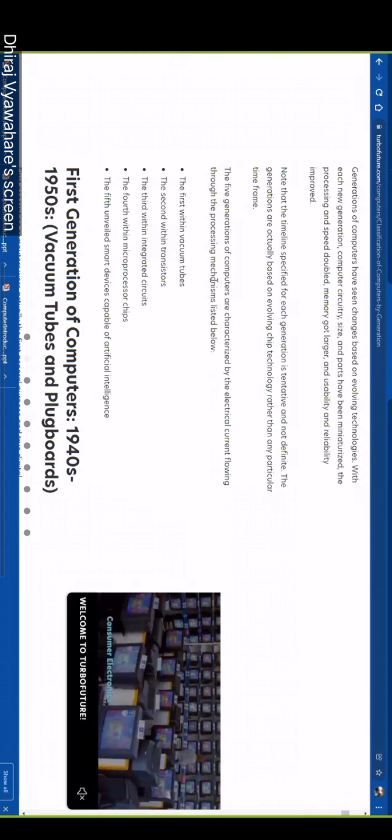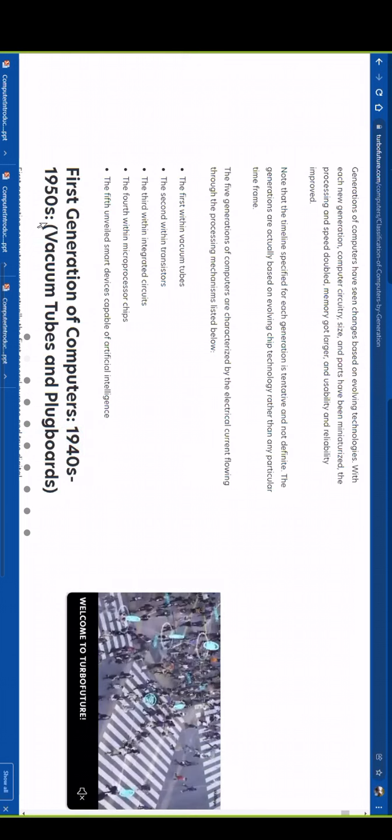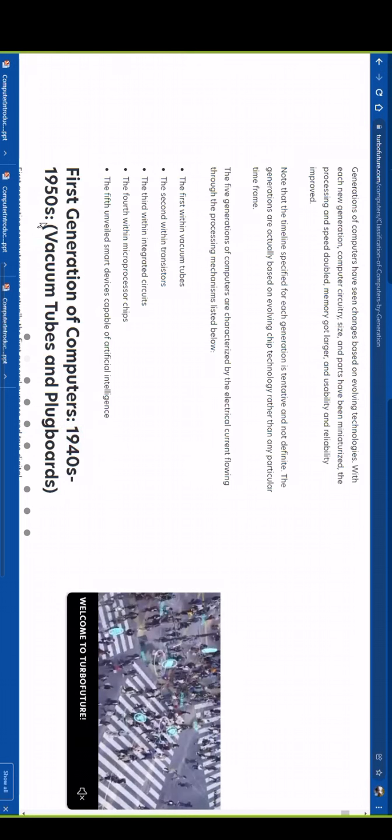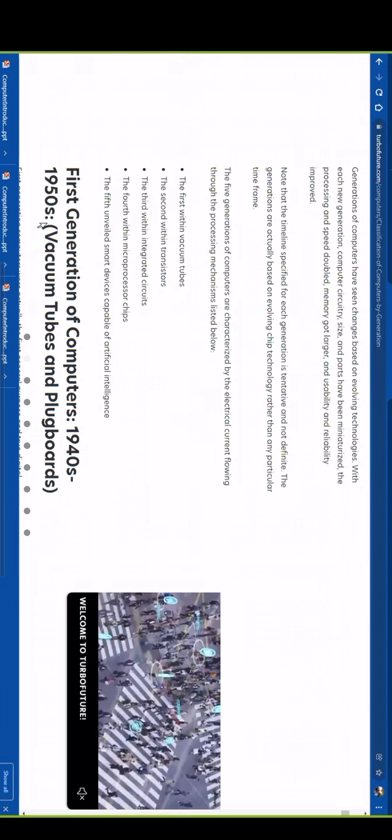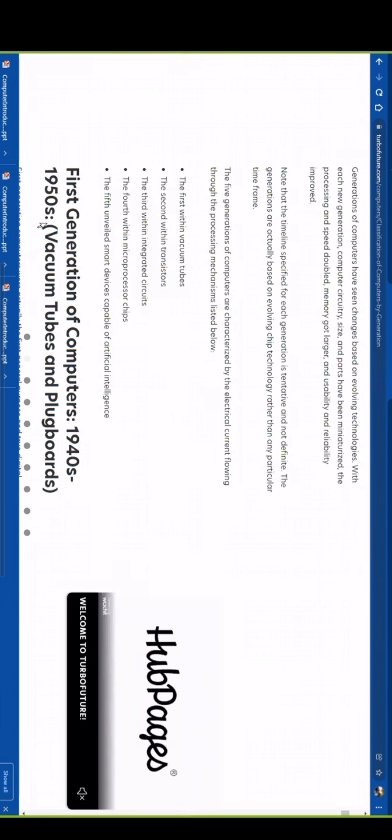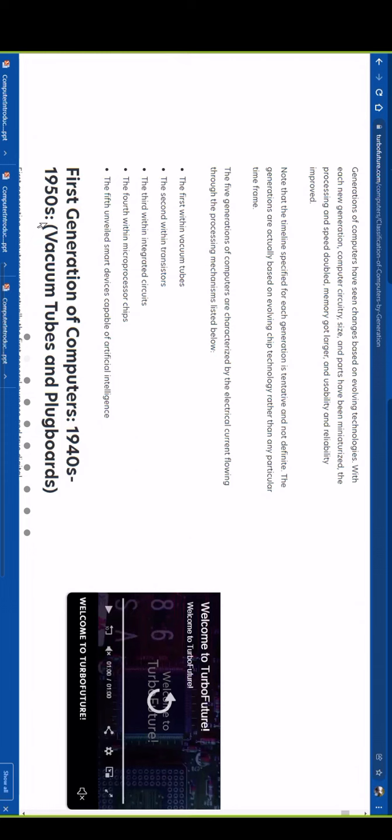How many? 5 generations. First generation of the computer, which starts in the era of 1940 to 50, which is having vacuum tubes. First generation computer, first generation with vacuum tube. Second generation with transistor. Third generation with IC.